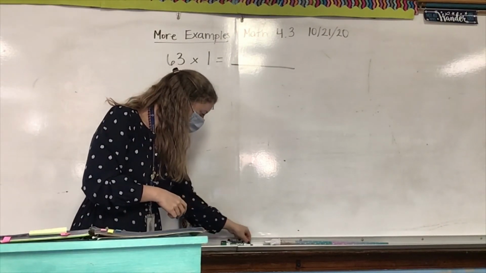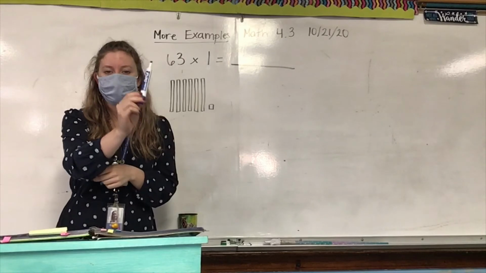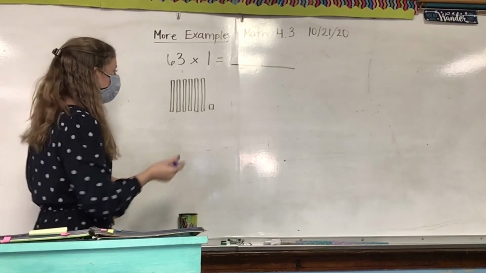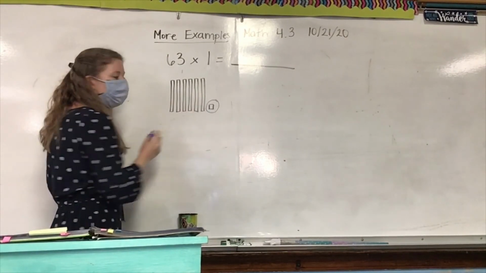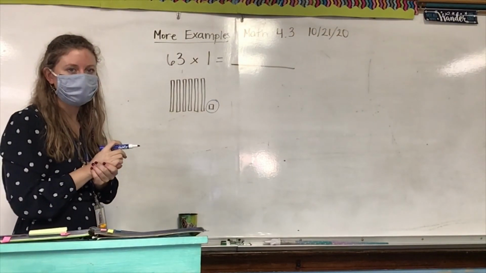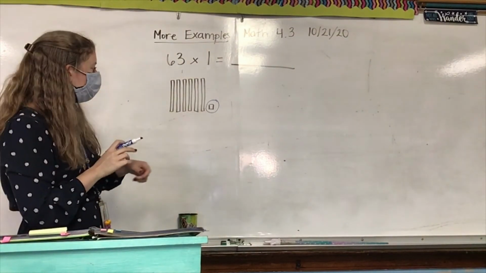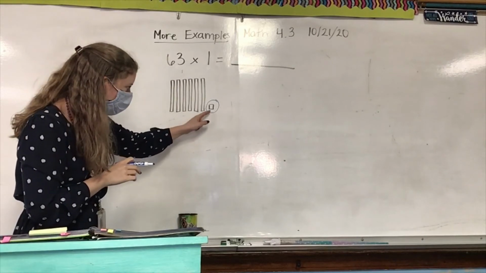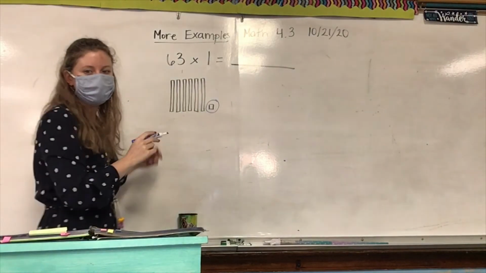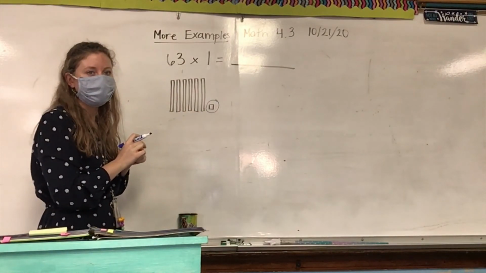Now circle the ones. So I take my ones color and I circle the ones. Then what do I do with those ones? Then you count them up. I count them. I have 1. So what goes in my ones place? 1. Oh, wait.